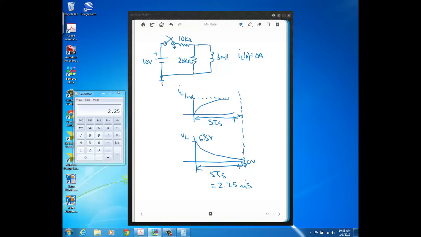Alright, so this was just another example of a first order circuit type of problem, this one involving an inductor, and we have several more examples coming up in future videos.